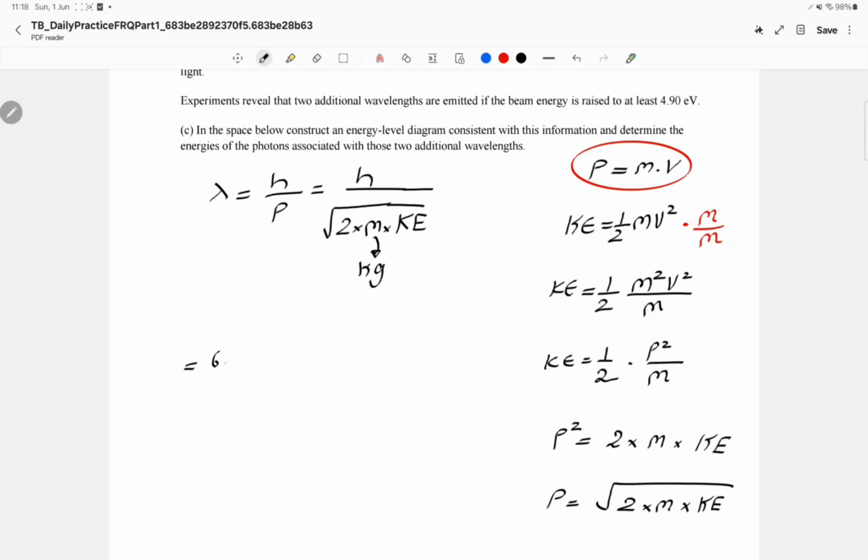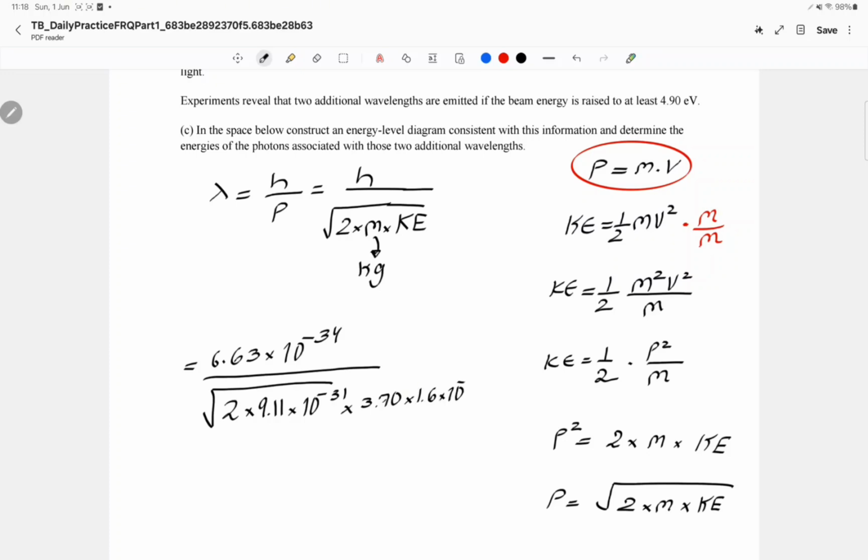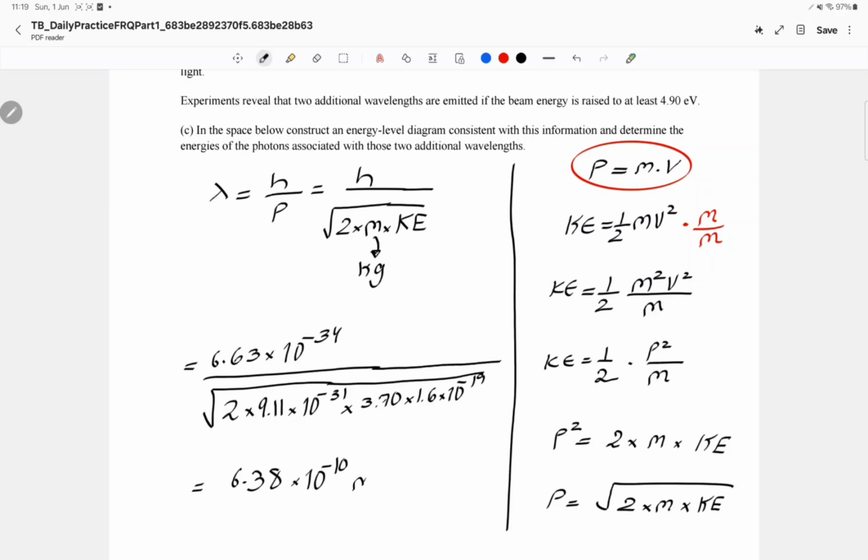Now let's get to work. So now we're going to have h, which is 6.63 times 10 to the power of negative 34, over the square root of 2 times the mass, which is 9.11 times 10 to the power of negative 31, times the KE, which is 3.70, but like I said, you must make it in joules. Let's see how much we will get in the calculator. I got myself now 6.38 times 10 to the power of negative 10 meters. Okay, that was part A.